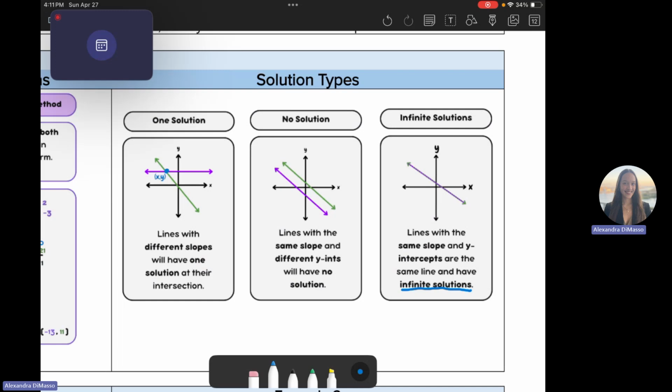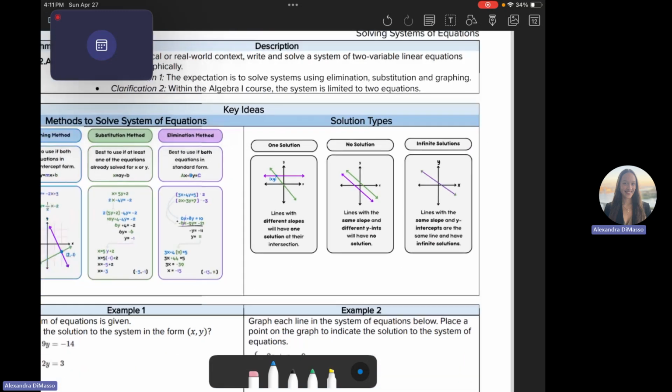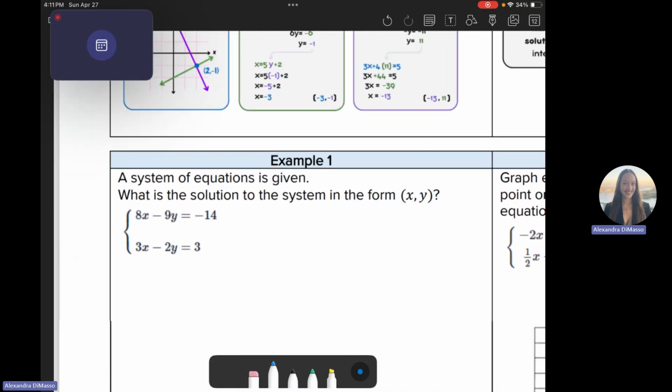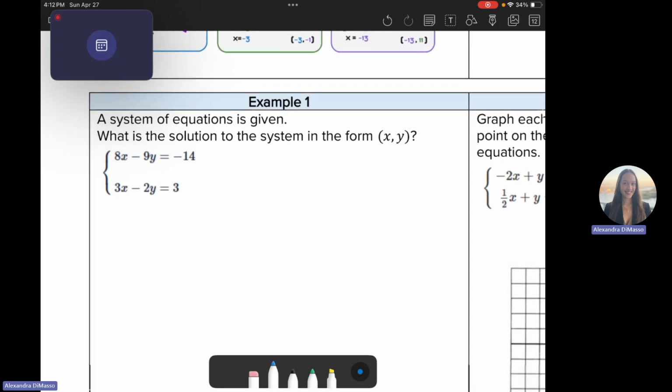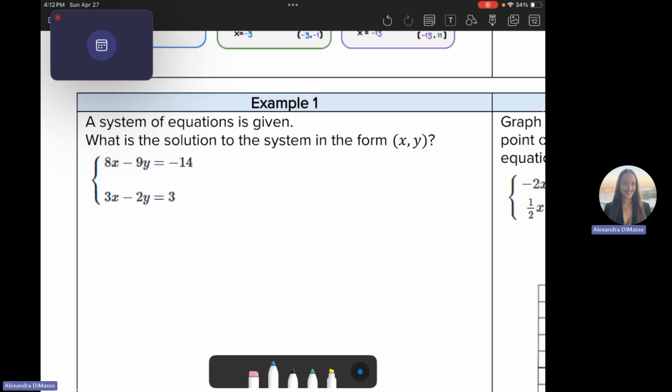So keeping all of that in mind, we're now going to try two problems to solve some systems of equations. My first example says a system of equations is given below. What is the solution to the system in the form x comma y? I want to be really careful because it's already telling me that when I put my final answer, I need to put it as a coordinate point.